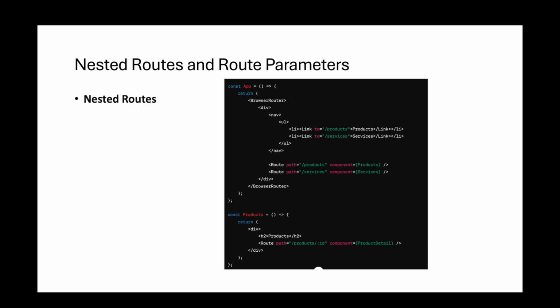Example: const App = () => { return <BrowserRouter><div><nav><Link to="/products">Products</Link><Link to="/services">Services</Link></nav><Route path="/products" component={Products} /><Route path="/services" component={Services} /></div></BrowserRouter>; }; const Products = () => { return <div><h2>Products</h2><Route path="/products/:id" component={ProductDetail} /></div>; }.